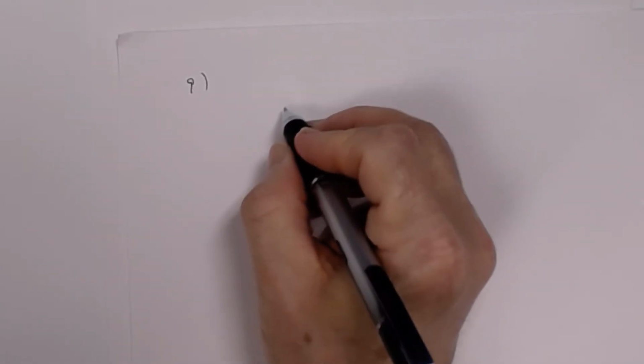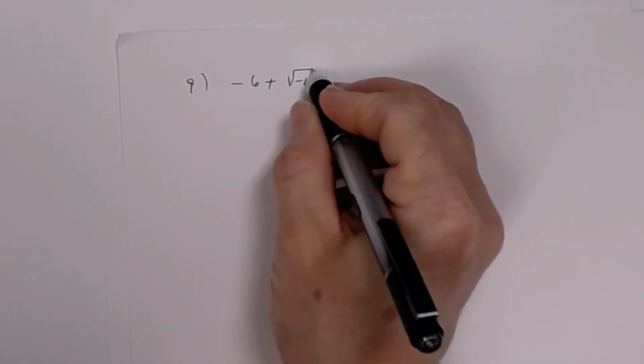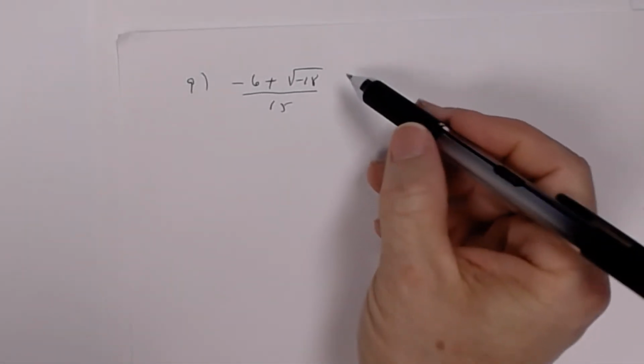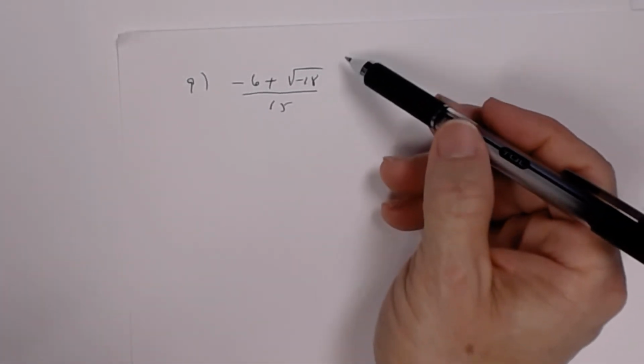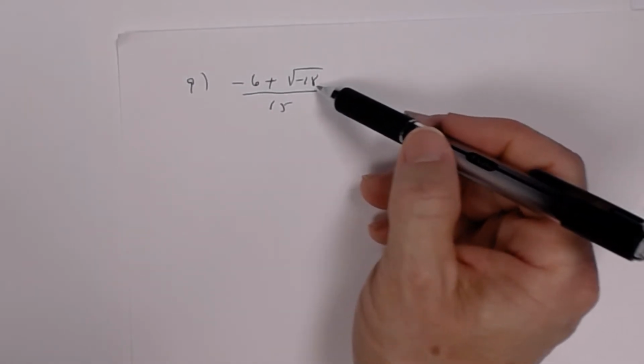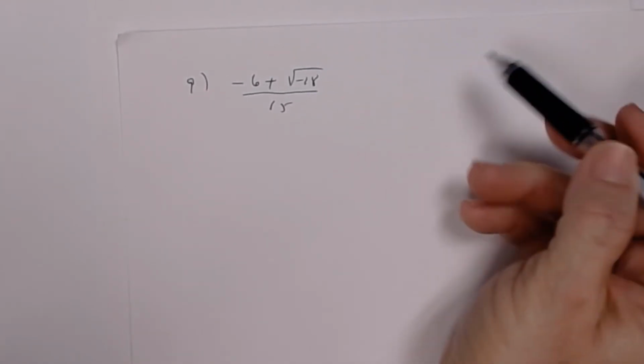So number 9, let's suppose we had this number 9. So it would be another one just like we just did. So let's say we had this instead: 6 plus the square root of a negative 18, divided by 15. All right, so let's remember what we did. You're going to see this again pretty soon when we talk about solving quadratic equations. So right here, let's pull this aside and let's think about this.